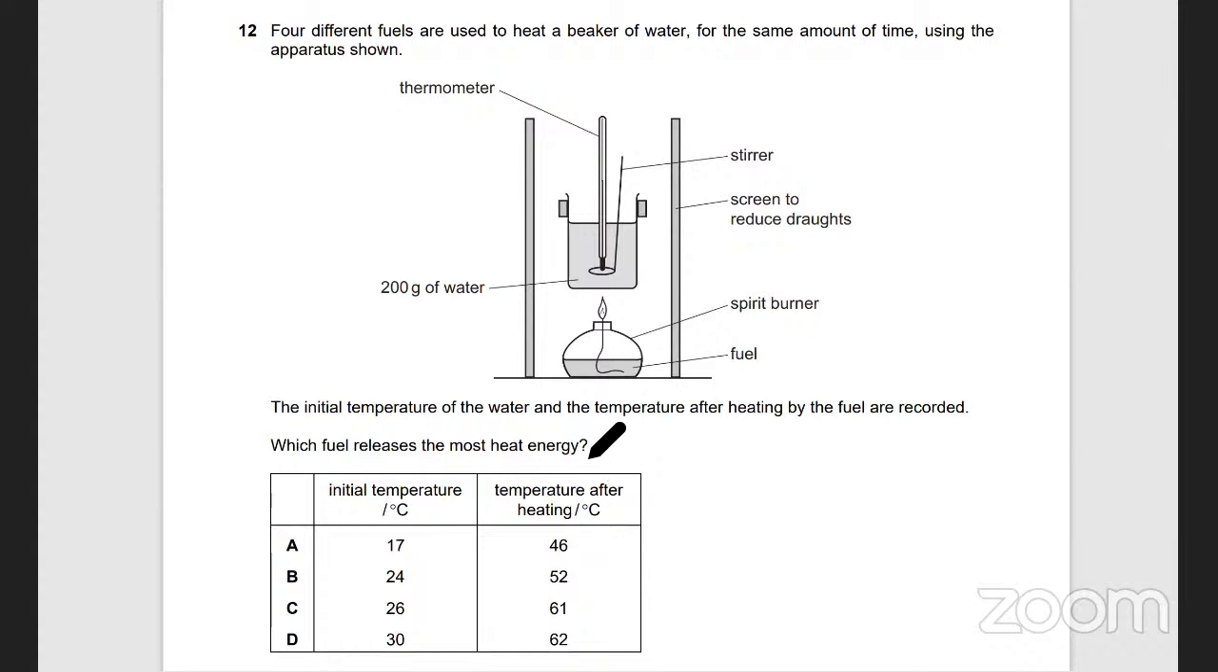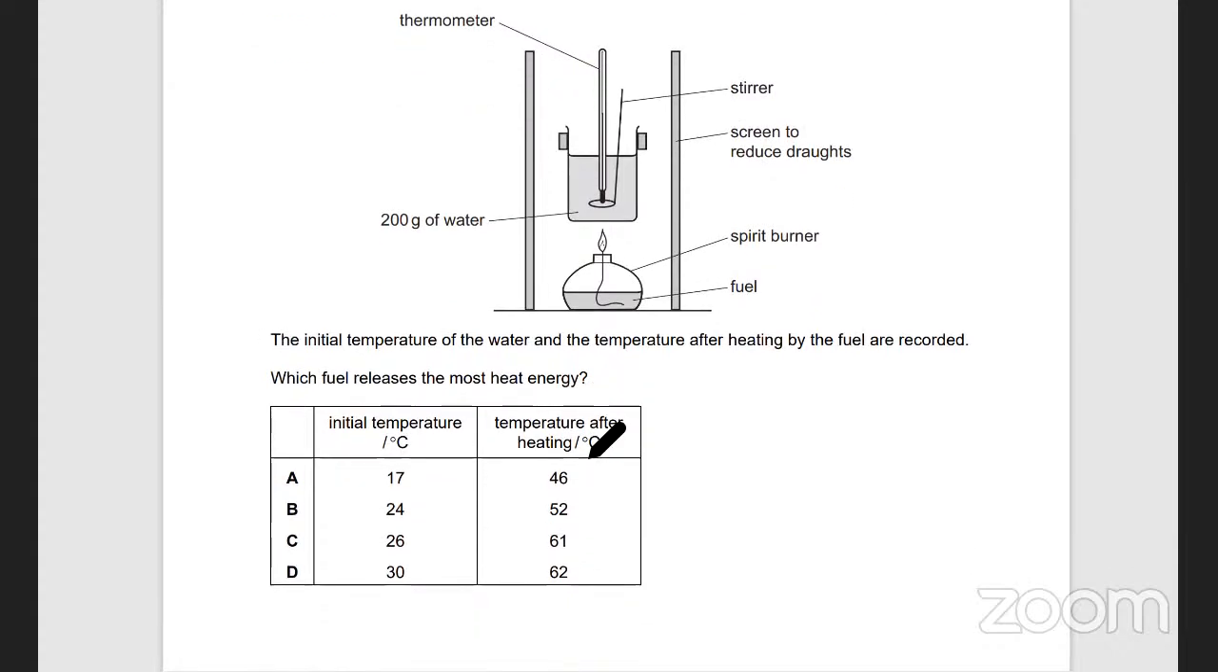Which fuel releases the most heat energy? Well, obviously, कौन सा fuel ज़्यादा heat energy produce करेगा, जिसका which has the maximum temperature rise, right? So which one has the maximum temperature rise? C. कौन सा? C. Confirm it. The difference is 35.